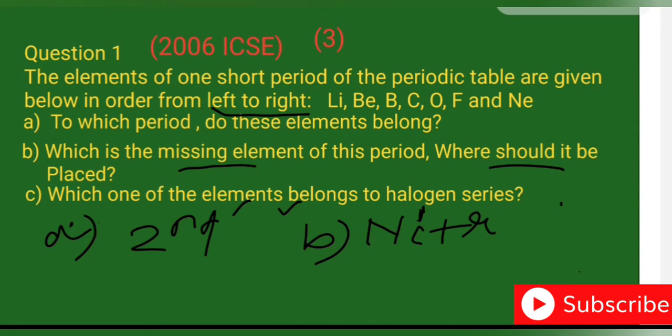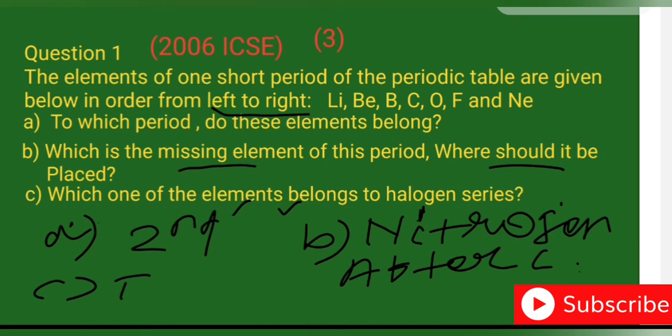Please try to write the full name, because here you need to state which is the missing element of the period. So, please try to write the name of the element, that is nitrogen. Where should it be placed? It is placed after carbon. Which one of the elements belongs to the halogen series? So, C is fluorine. Fluorine belongs to the halogen series. So, this is the way you can solve this question.